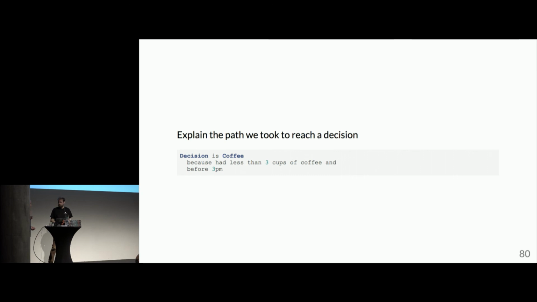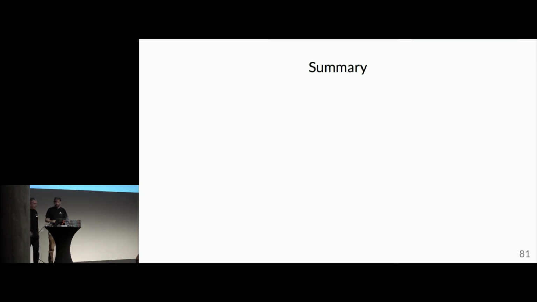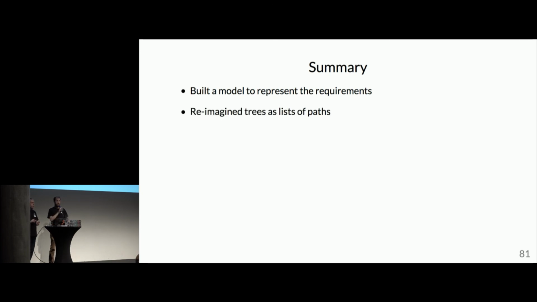Great. So in summary, what we've done is we started out by taking our requirements and building a sensible technical data model out of that. But we found that there was this degree of translation that we were having to do in our heads as we talked to the business and worked with the code. We reimagined trees as lists of paths because that matched the kind of conversations that we were having with business people. And we came up with this DSL to represent those paths as valid Scala code.